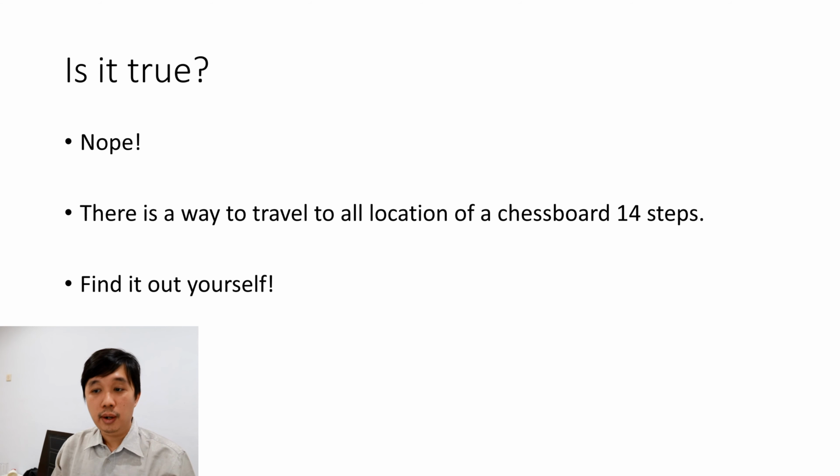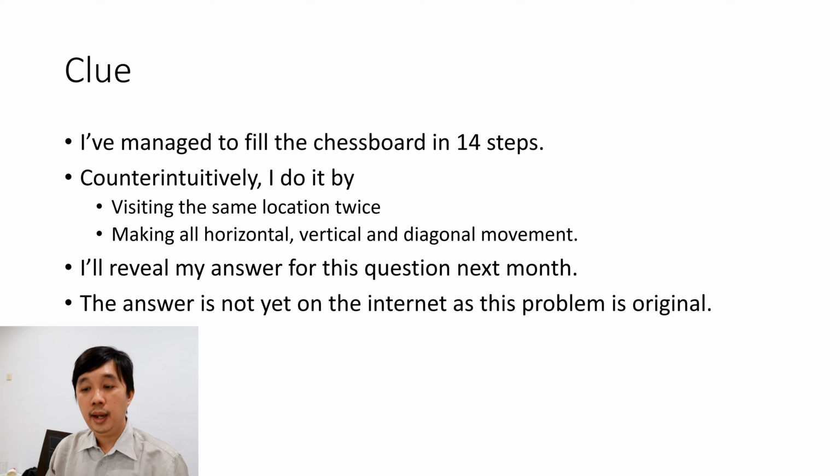There is a way to travel to all locations on a chessboard in 14 steps, and it's your task to find it. And as a clue, I've managed to fill the chessboard in 14 steps, and I do it counterintuitively. I do it by visiting the same location twice. Yes, I visit the same location twice. It's inefficient, I know, but it works. And I do it by making horizontal, vertical, and diagonal movements.